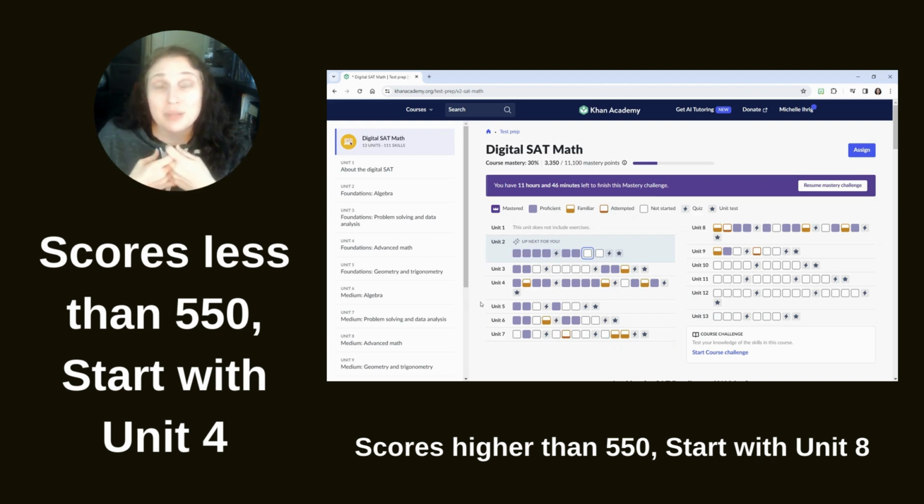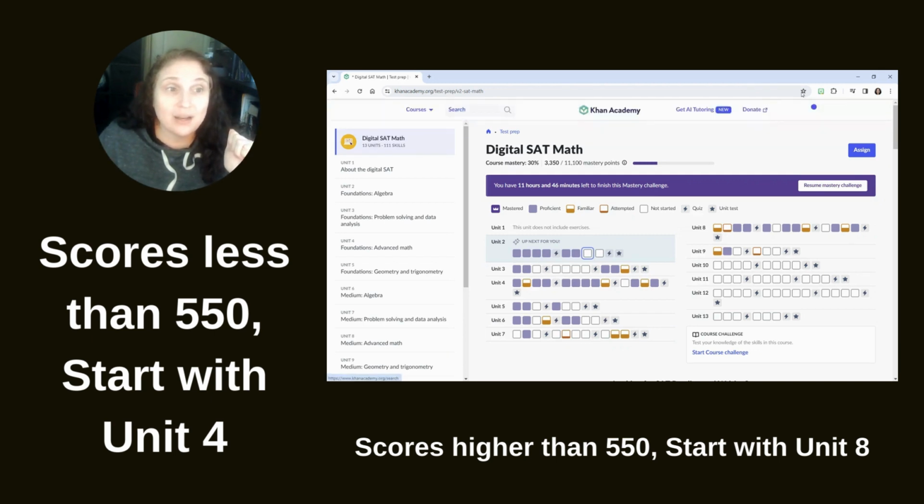So if I had to pick a plan for you, I would take the course challenge. I would focus on Unit 4 first if your SAT score is currently under 550. If your SAT score is higher than that, you could jump to Unit 8 and do those lessons. And then you would go back and forth between Khan and my stuff.